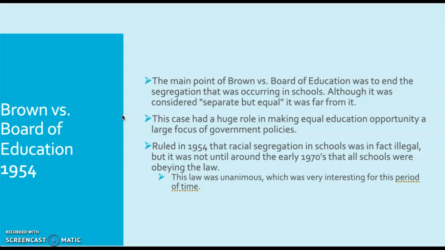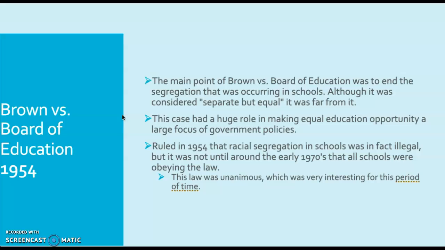So then we go to 1954, which is the famous Brown versus Board of Education. And the main point of Brown versus Board of Education was to end the segregation and discrimination that was occurring inside schools. So although at this point it was considered separate but equal, it was very far from it. At the African American schools, it had very tattered buildings, not very well-written textbooks. Everything was kind of falling apart. So although they did have a school, it was not equal whatsoever.